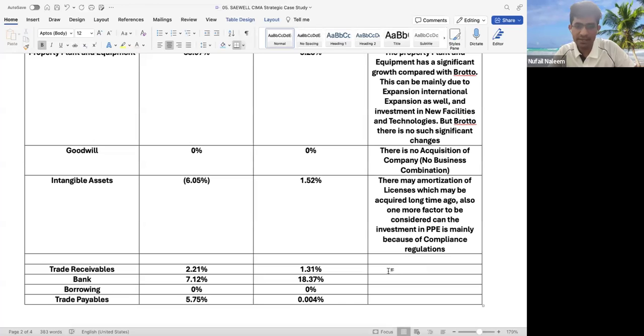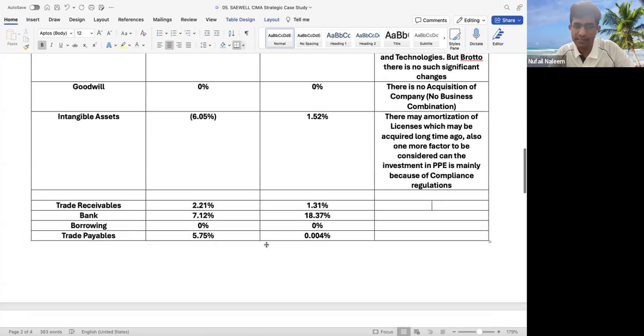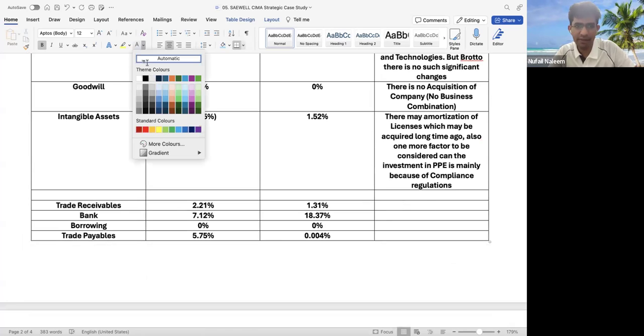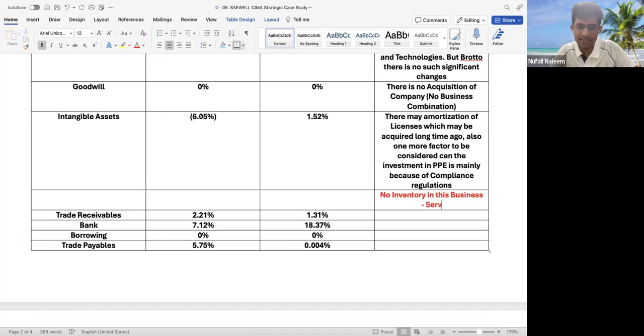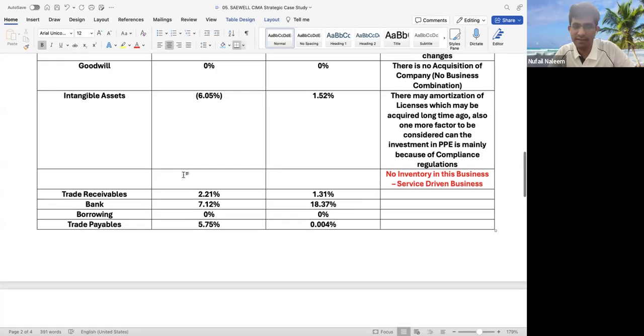Now, trade receivable, students, you see there is an increment only of 2%. And one note, I can write it down. There is no inventory. I'll write down here, students, a note for you all in a different color pen. No inventory in this business. The reason why there is no inventory is because this is a service-driven business. I believe that is very clear for the students at the moment.